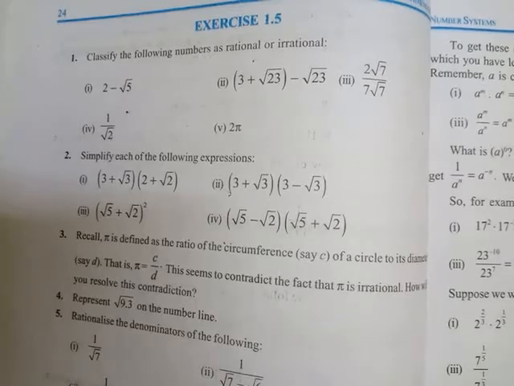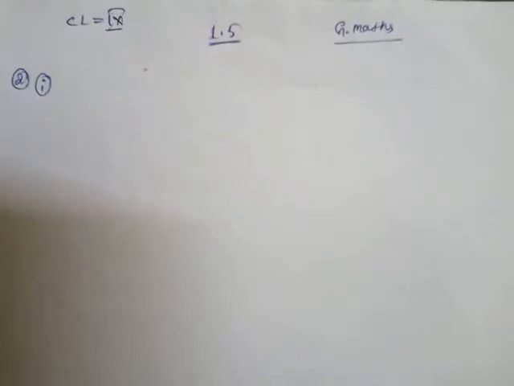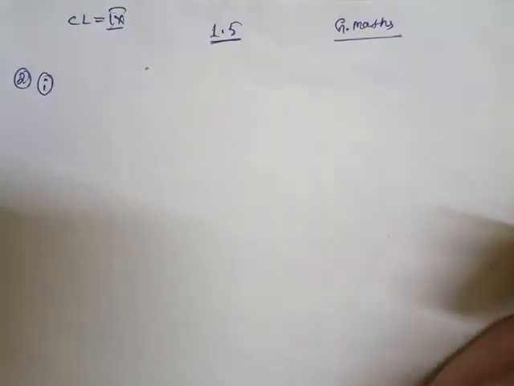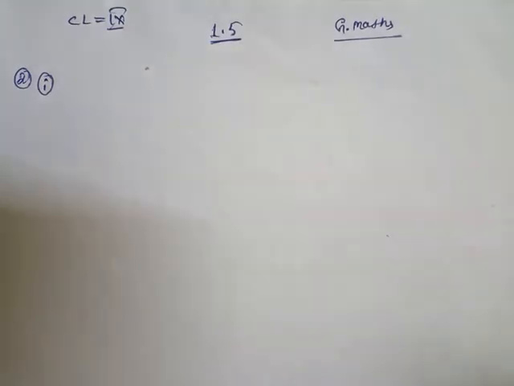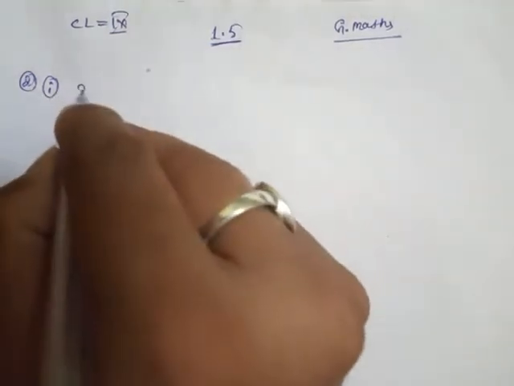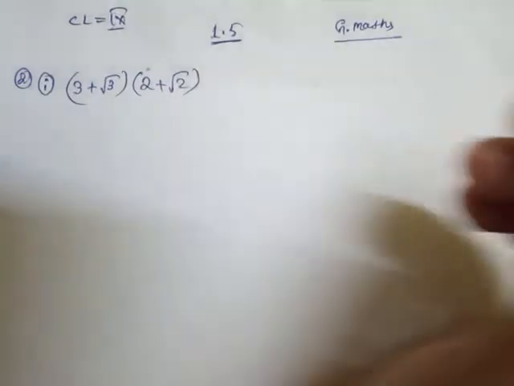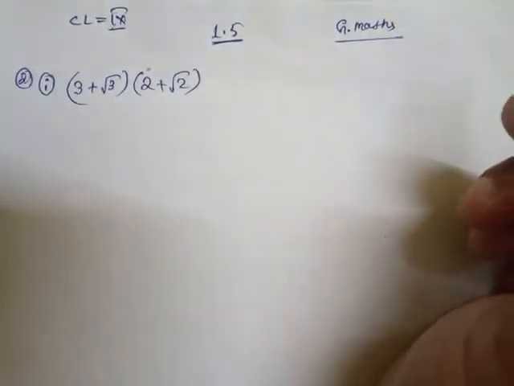Let's have a look. Student, the first question is question number 2 Roman 1. Simplify each of the following expressions. So I will just write the question here again. Now student, let's have a look how to solve this one. First question, I'm just going to write the question here now: 3 plus root 3 and 2 plus root 2. Now look how to solve this one.